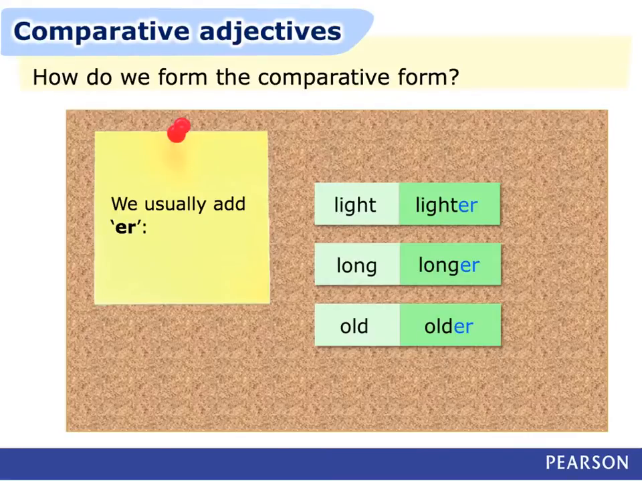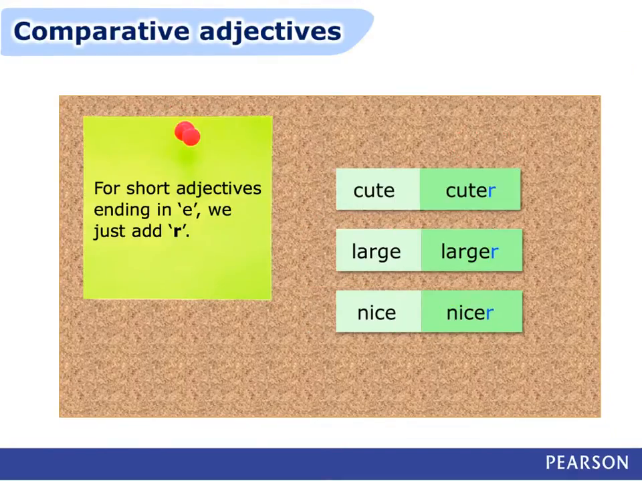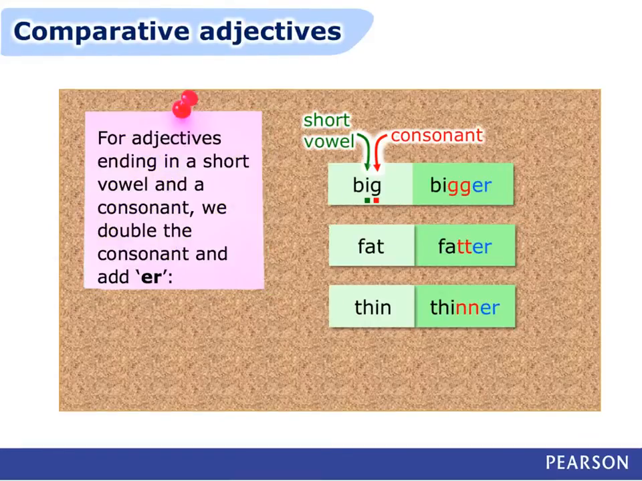So to change a normal adjective into a comparative adjective, we usually add ER for one syllable adjectives like light, long, old. If these one syllable adjectives already end with E, then we don't need to add one more E, we simply add R. So it becomes cuter, larger, and nicer.